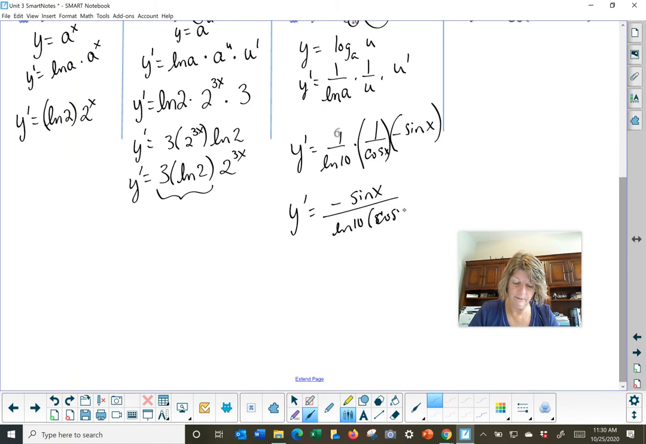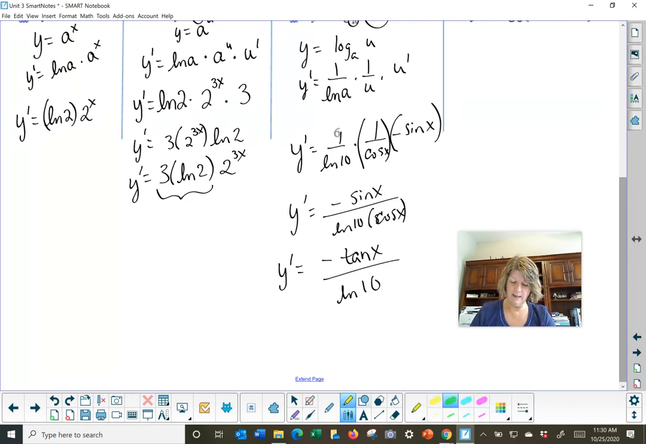Cosine x. Now, did it strike you that you've got sine over cosine? It did to me, and I know what sine over cosine is. It's tangent. So I'm going to write this as negative tangent over natural log of 10. I would say the AP would have either an answer like that or an answer like that in their multiple choice.